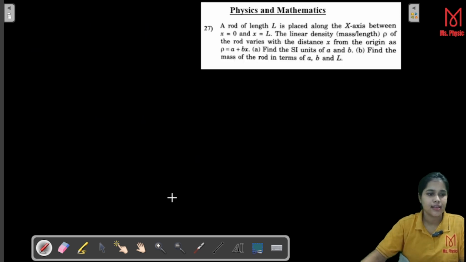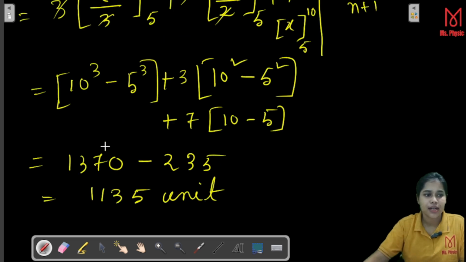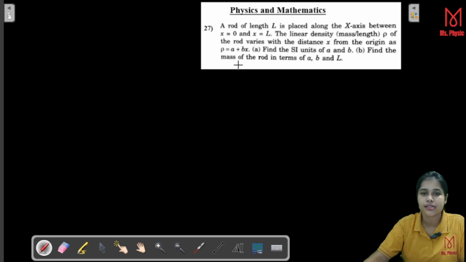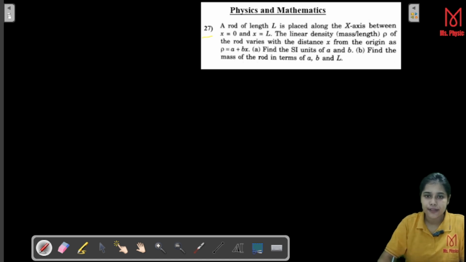Next numerical, you have the 27th numerical. After the 24th numerical I am going to the 27th, because the 25th and 26th numericals are absolutely the same as the 24th. So this is your homework, and now we are going to do the 27th numerical. But if you have any problem with the 25th and 26th, you must let me know. I will also solve it for you.